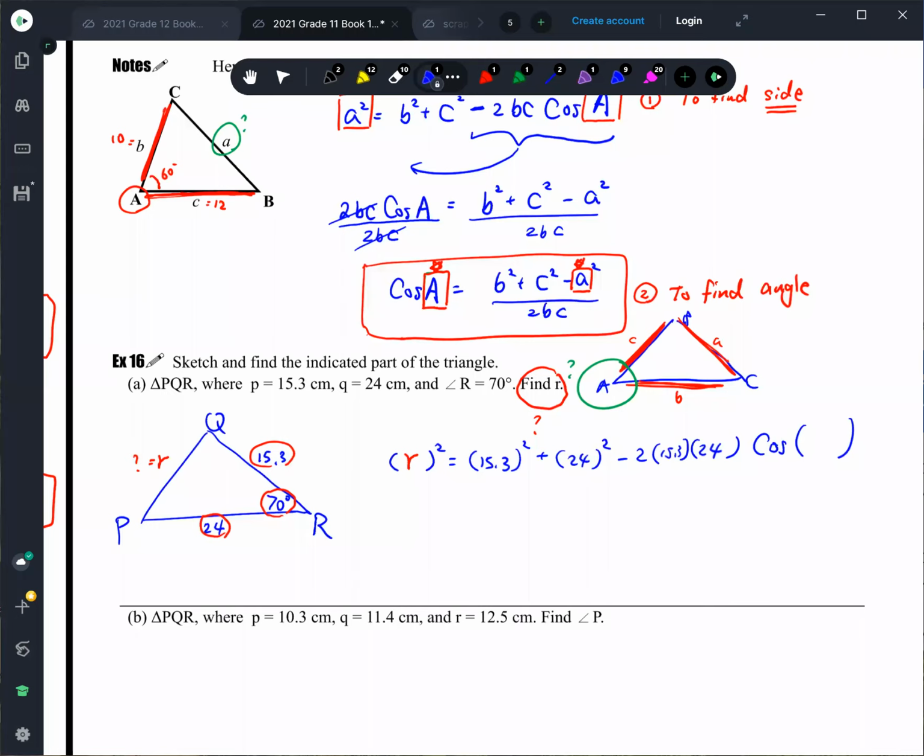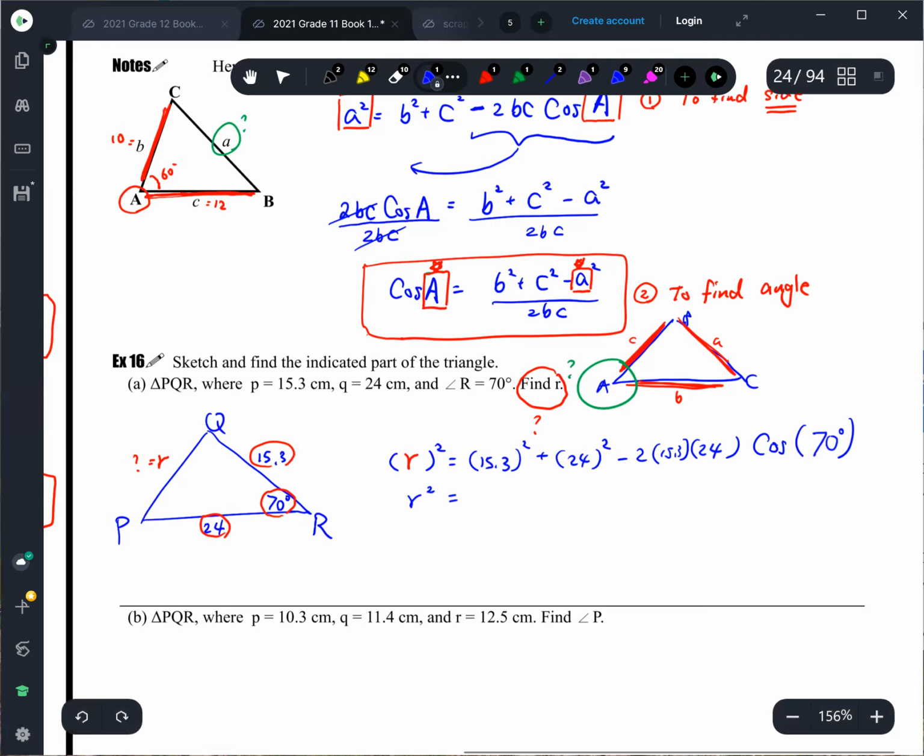So the last blank should be what? 70 degrees. Yes. Okay. The last blank is the angle that's opposite to the side that you want to find. So now all you need to do is type everything into your calculator, going in this order. Type everything in. You should get a long decimal, 500 something. So please raise your hand after you found that number.